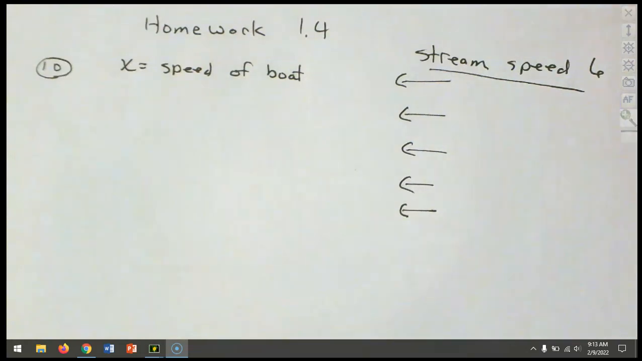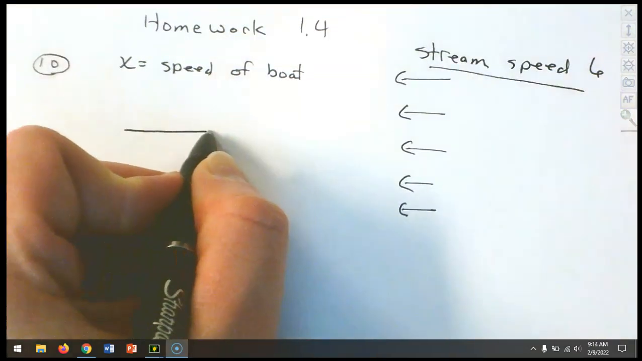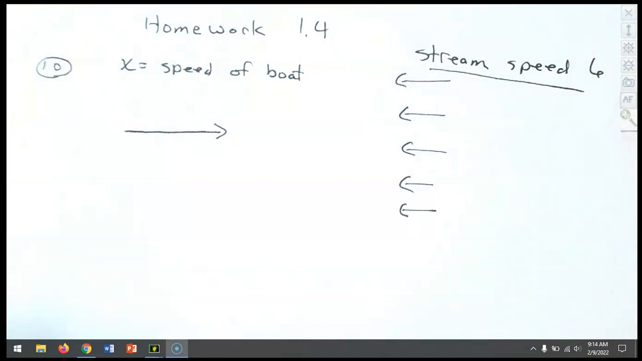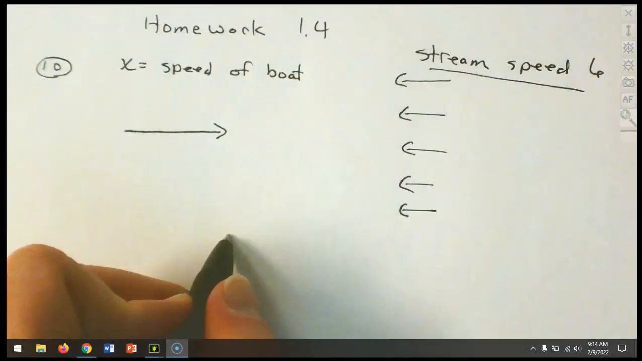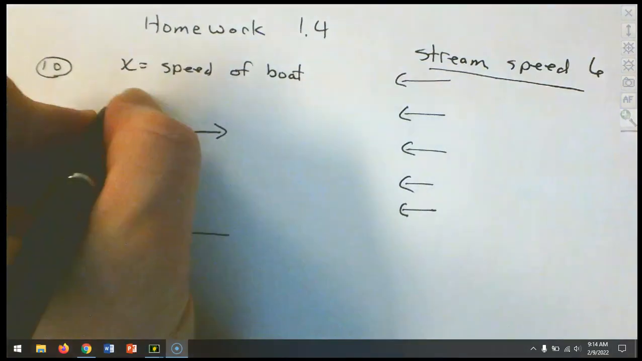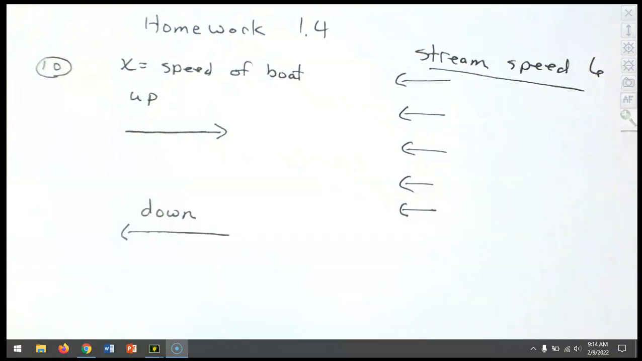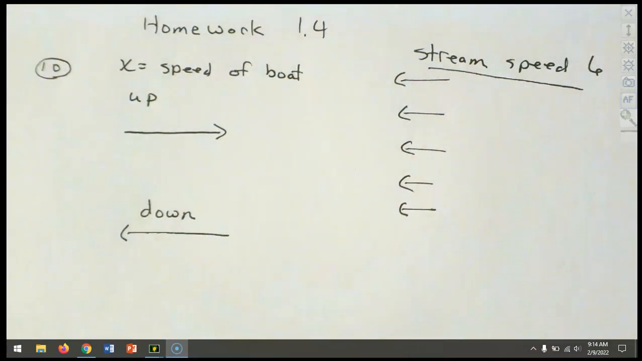And we've got an upstream and we've got a downstream. Now when we talk about upstream, that means we're going up against the stream. When we go downstream, the current's going to push with it. So this is going to be your upstream, and this is going to be the downstream. So what do we know so far? Speed of the stream is 6. That's listed there. Draw a diagram.